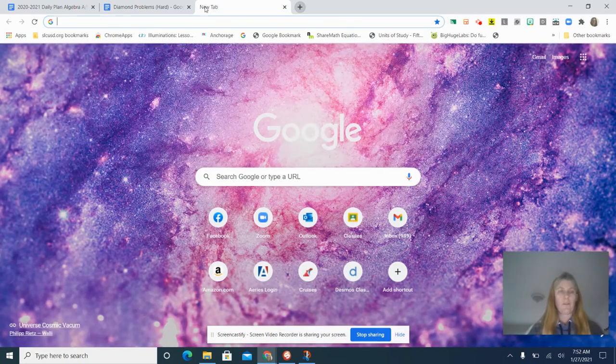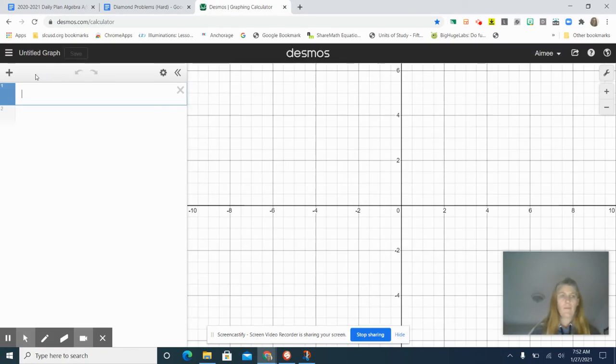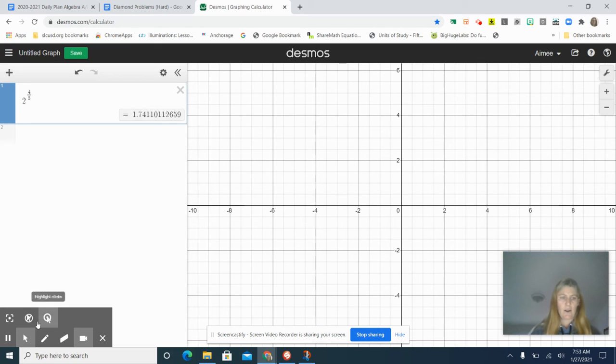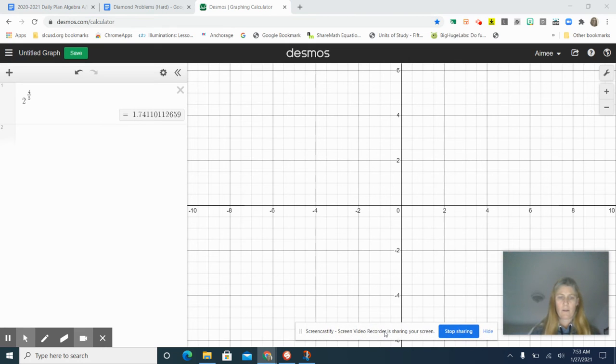And on Desmos, I'm going to go ahead and work on that first problem, the 2 to the 4/5 power. I type in 2, and then I go ahead and bring up my keyboard, or I can go shift to the power here. And we have 2 to the 4/5 power. And as you can tell, that is our answer there. Let me move that around. Okay, and we can look at those other options as well.